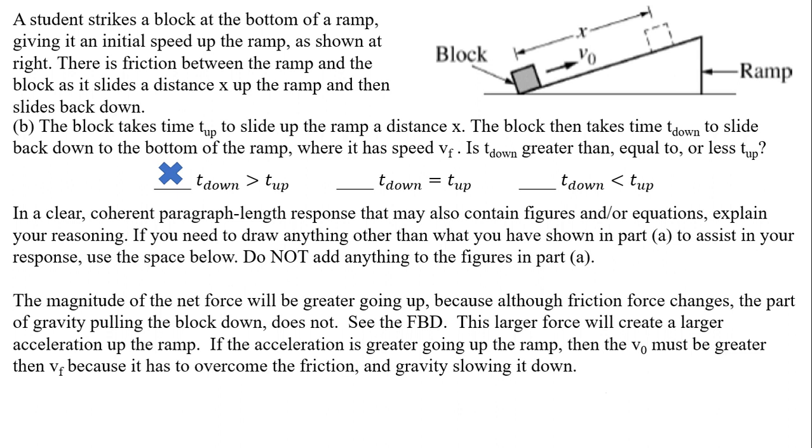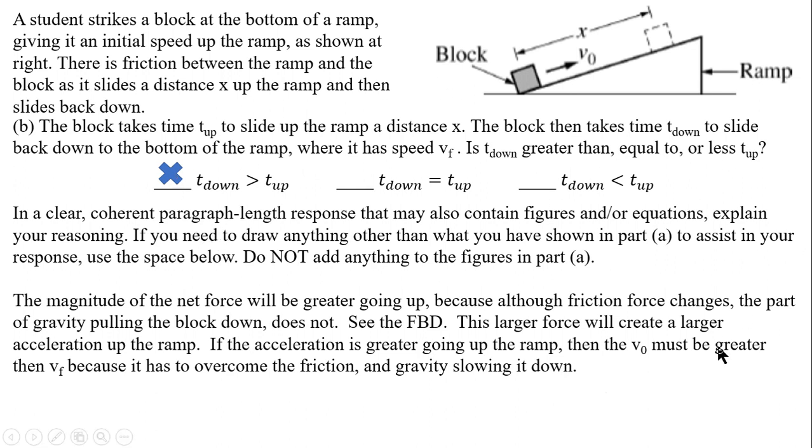If the acceleration is greater going up the ramp, then the v initial must be greater than v final because it has to overcome friction and gravity slowing it down. Now, we're not talking about final up here, we're talking final here. Now, when you throw a ball up in the air, yes, that's different, but we're talking about throwing up something that has friction on it and gravity acting on it. Well, what about the air friction? No, not the same.